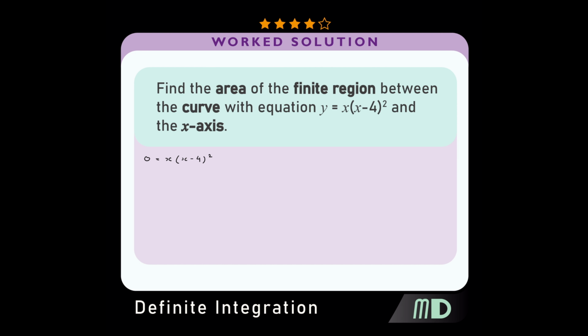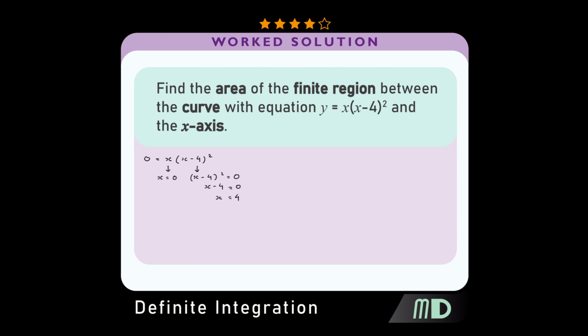There are two solutions to this equation. One, when x is equal to 0, and a second when (x minus 4) squared is also equal to 0. By taking the square root of each side, we get x minus 4 equal to 0. And by adding 4 to both sides, we get a value of x equal to 4.